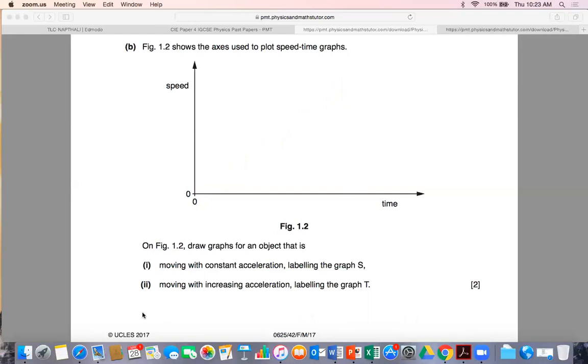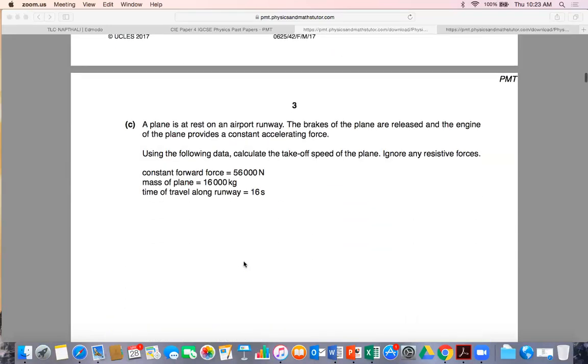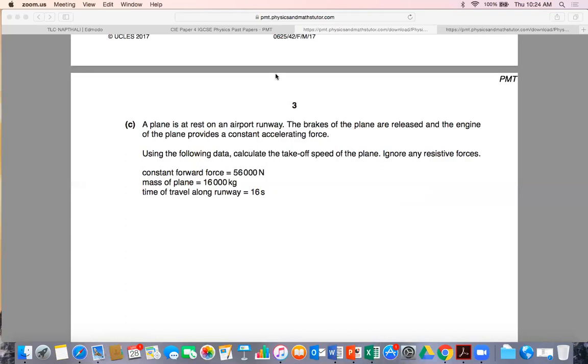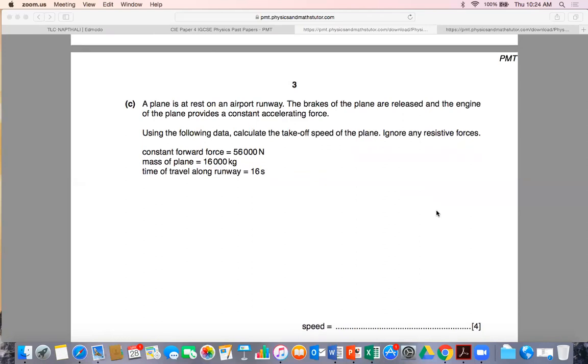Okay, let's move on to the next one. A plane is at rest on an airport runway. Plane at rest means 0 meters per second. No speed, no acceleration, nothing, at rest. The brakes of the plane are released and the engine provides a constant accelerating force. Using the following data, calculate the takeoff speed of the plane. Ignore resistive force. So I want to find out the takeoff speed of the plane. So what do y'all get?